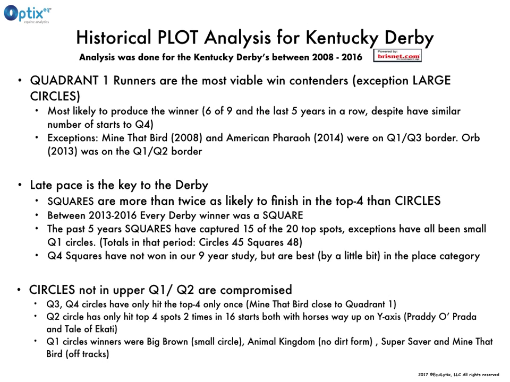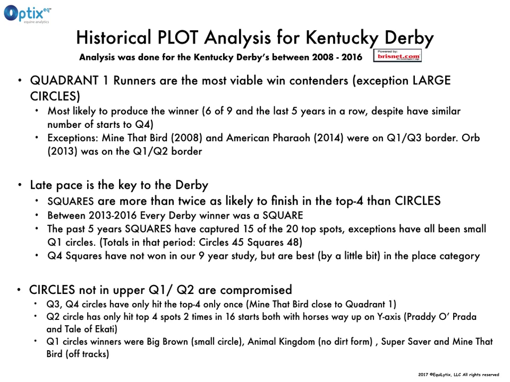Let's talk a little bit about circles. Circles not in the upper Quadrant 1, Quadrant 2 area are compromised. Quadrant 3 and 4 circles have only hit the top 4 of the superfecta once, and that was Mine That Bird, and that was a little bit of a crazy track and race. And again, he was close to Quadrant 1. Okay, so keep that in mind.